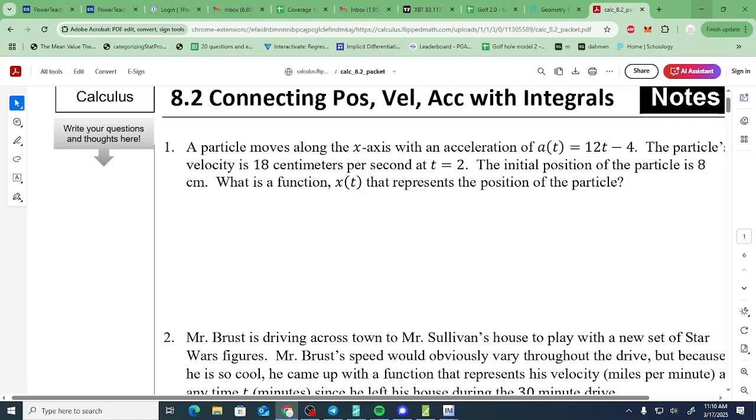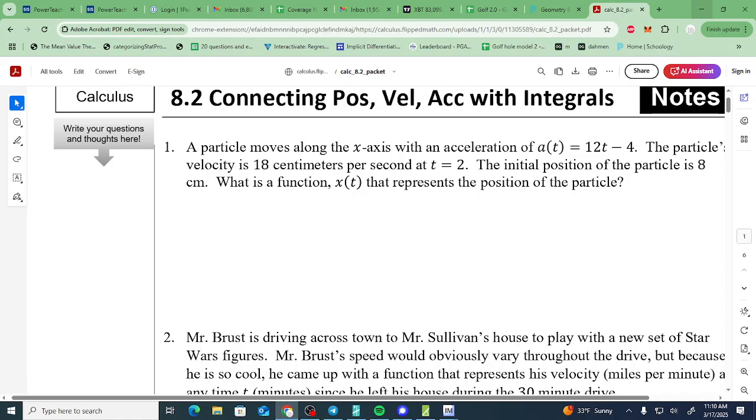24 minus 8, what's wrong? Minus 8. Oh, well, I could just erase that. So C is 2? Yes. So that's 24 minus 8 is 16. 18 equals 16 plus C, so C is 2. So then my velocity is 6t squared minus 4t plus 2.